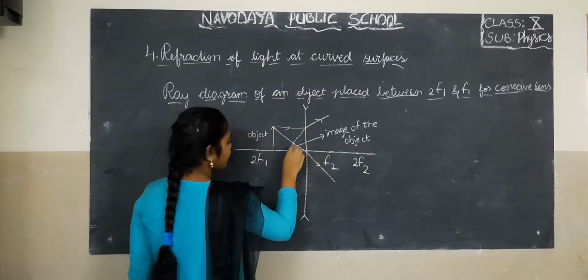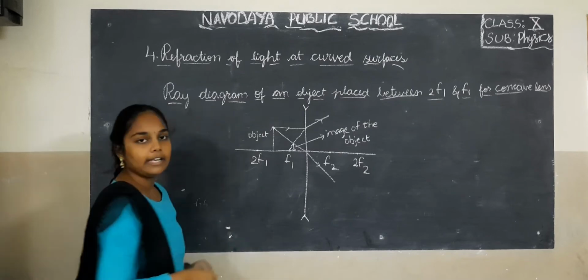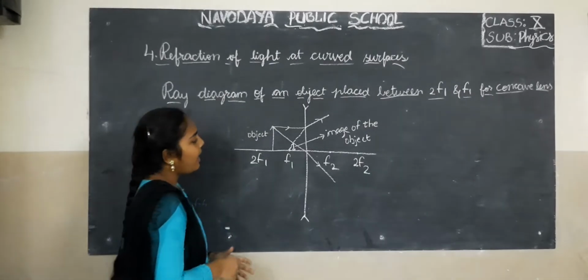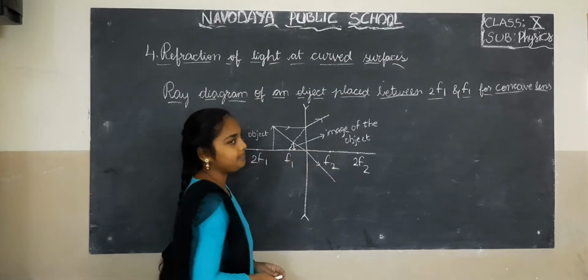Here these two light rays meet at one point. It is the image of the object. Here we get an erect, virtual and diminished image of a point source. Here we get an image of this object.